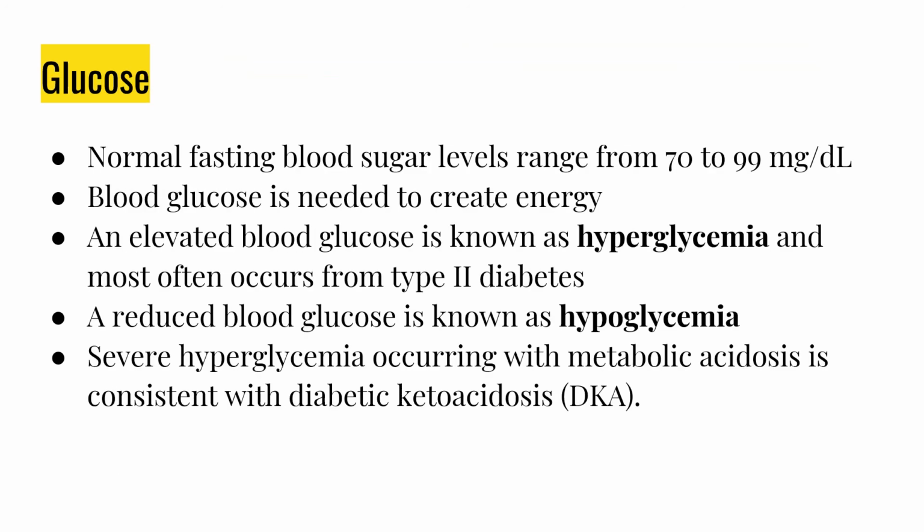All right, glucose now. Glucose, we should know, is needed to create energy. You'd like to have a normal level of about 70 to 99, 100 I think I've seen too. If I test you on these numbers, I'm not going to be super picky. If you said 100, I wouldn't mark it wrong. Generally 70 to 100, I think that's easier to remember. An elevated glucose is considered hyperglycemic, so type 2 diabetes patients you might see this in, and then hypoglycemic.